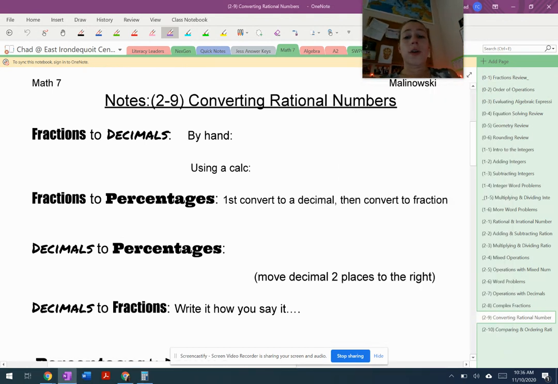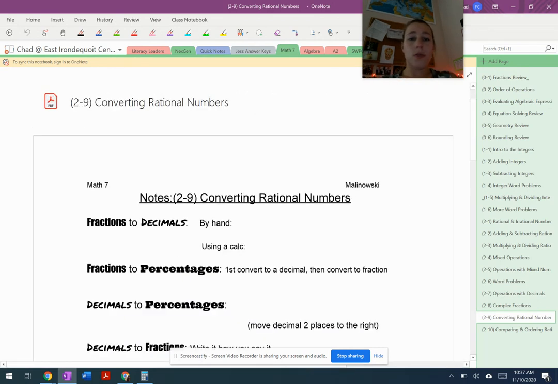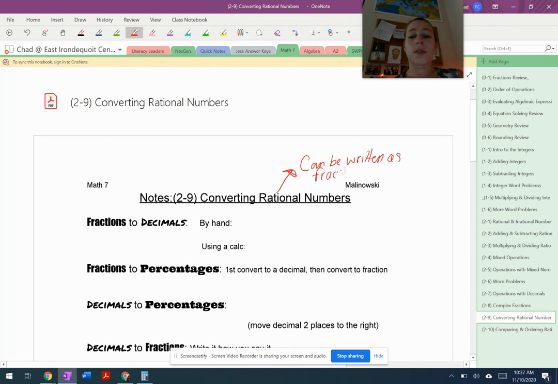Okay, so converting rational numbers. Just keep in mind that a rational number is any number that can be written as a fraction. So that's whole numbers, decimals, repeating decimals, percentages, all sorts of different numbers.